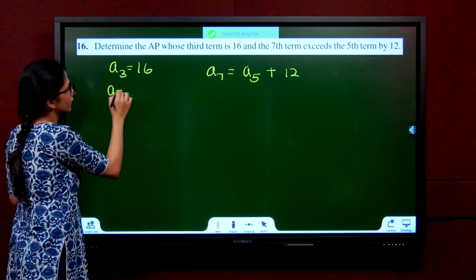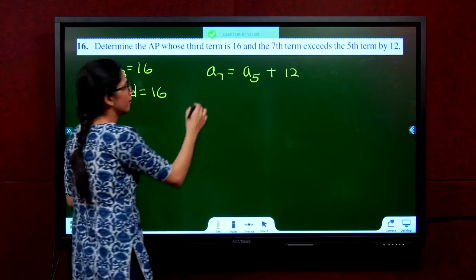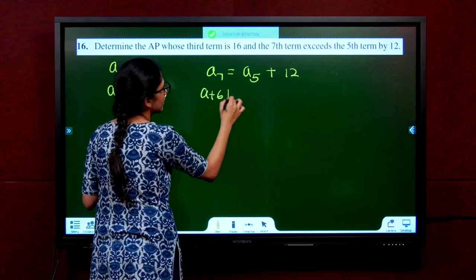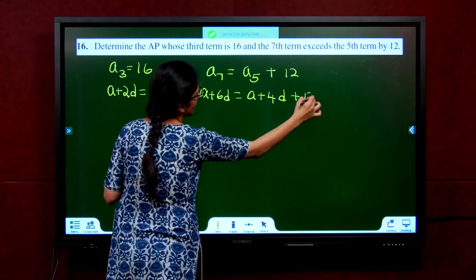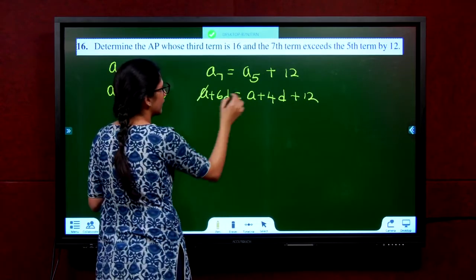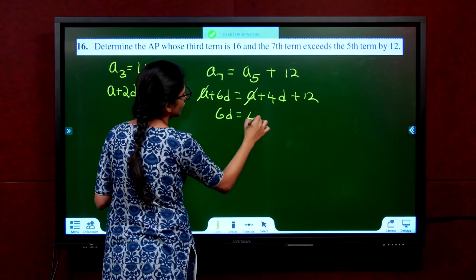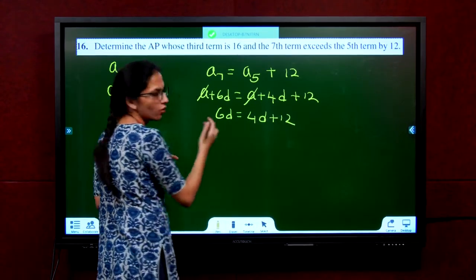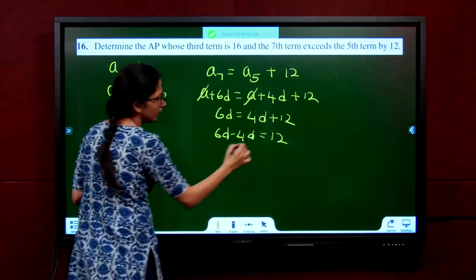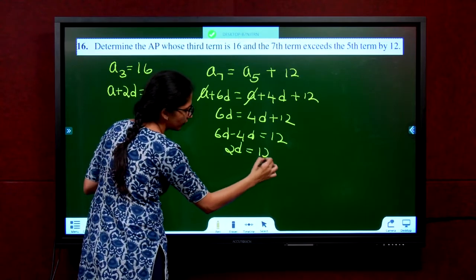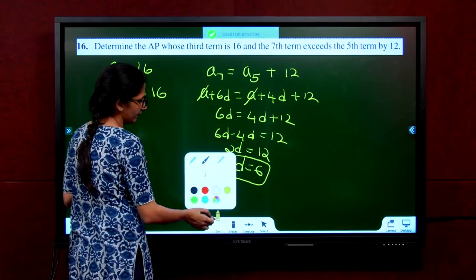You get two different equations. A plus 2D is 16. What will happen here? A plus 6D is equal to A plus 4D plus 12. A cancels. 6D is equal to 4D plus 12. 4D comes this side. 6D minus 4D is equal to 12. 2D is equal to 12. D is equal to 6. I got the value of D.